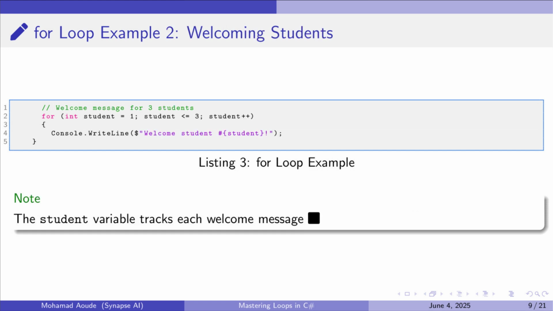Now let's personalize that pattern. Suppose you want to display personalized greetings for 3 students. The loop variable student goes from 1 to 3, and each time we print welcome student number 1, number 2, and number 3. The logic is identical to our counting example. We just changed the loop variable name and the message.